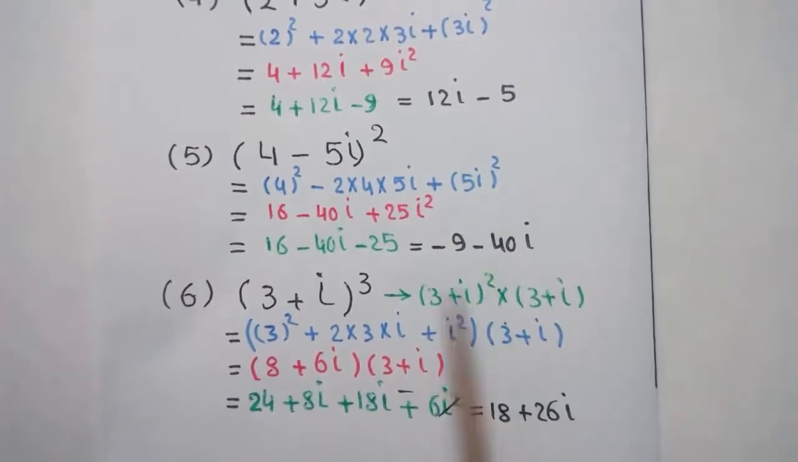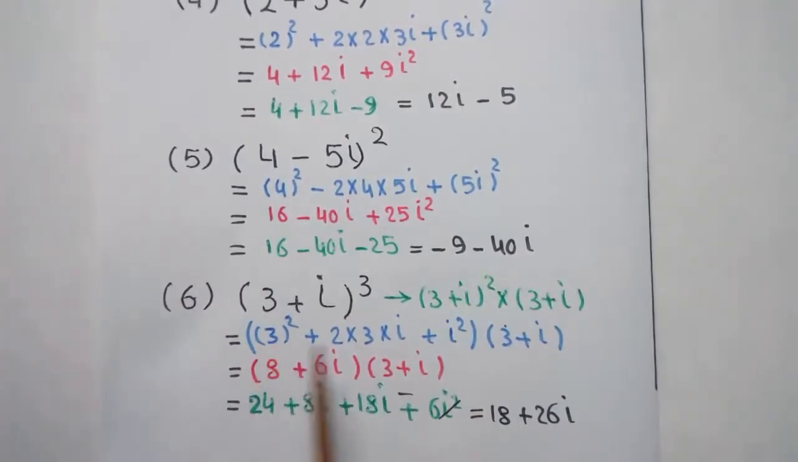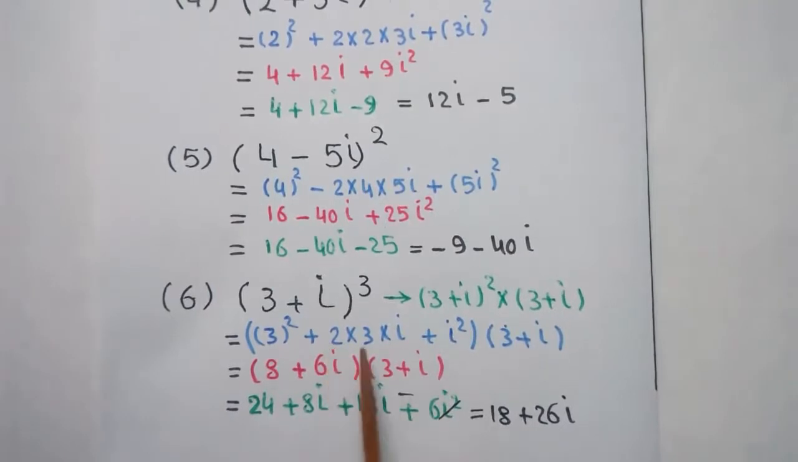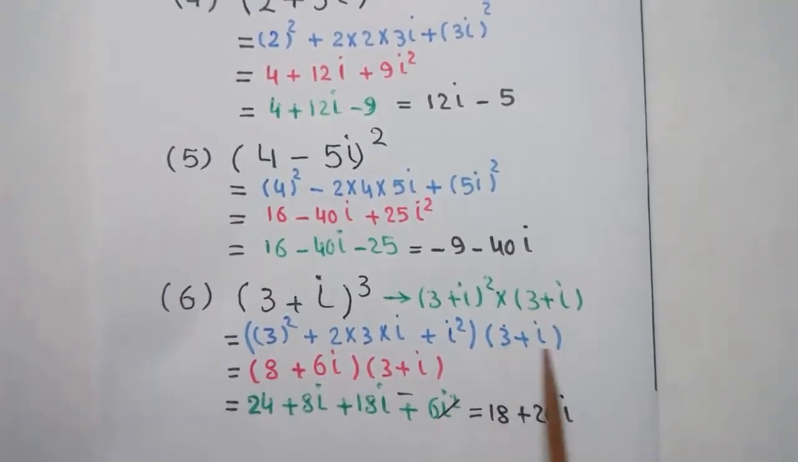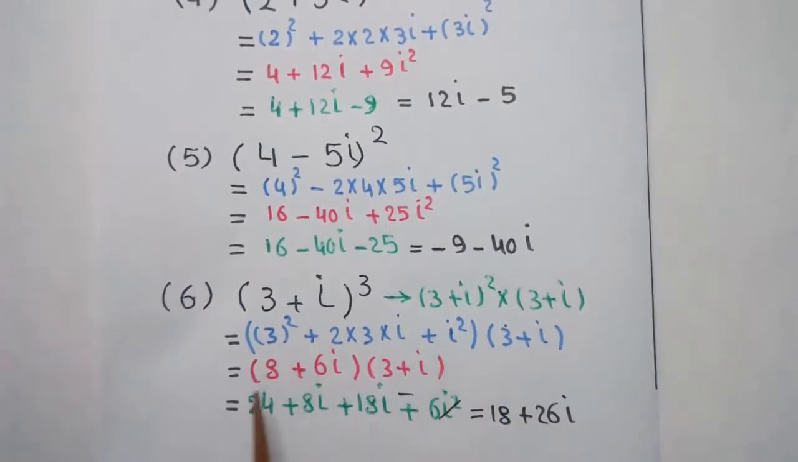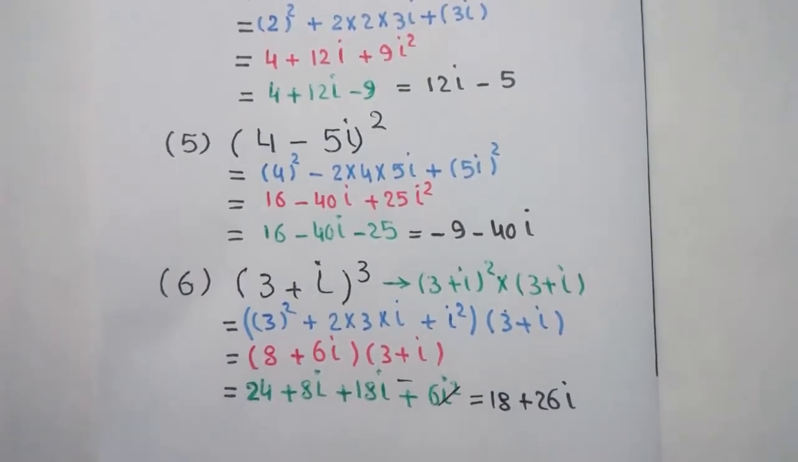(3 plus i) all power 2: 3 power 2, i power 2, 2 times 3 times i. It will be 8 plus 6i times (3 plus i). Then 8 times 3, 8 times i, 6i times 3, 6i times i, it will be 18 plus 26i.